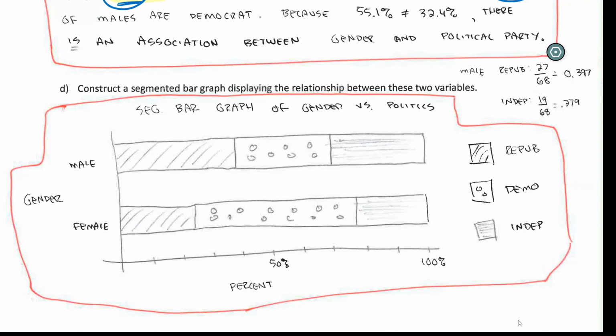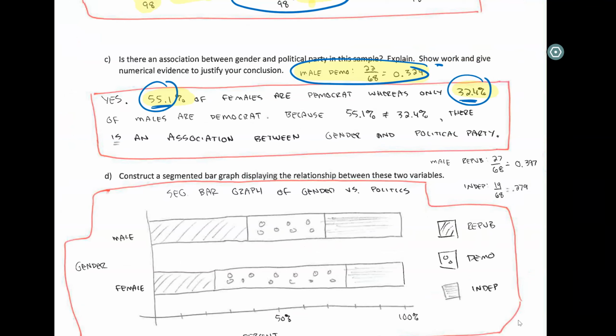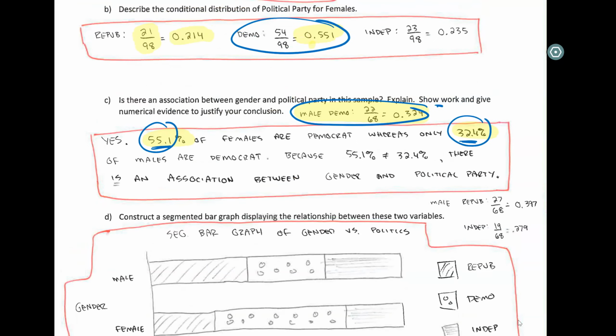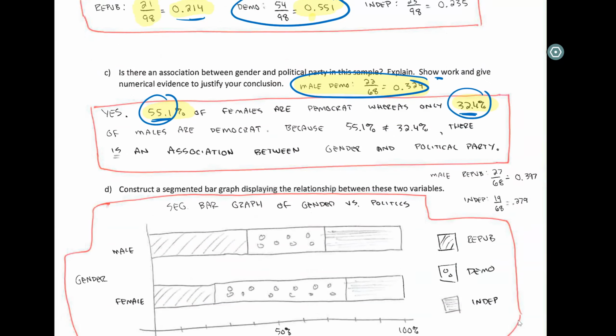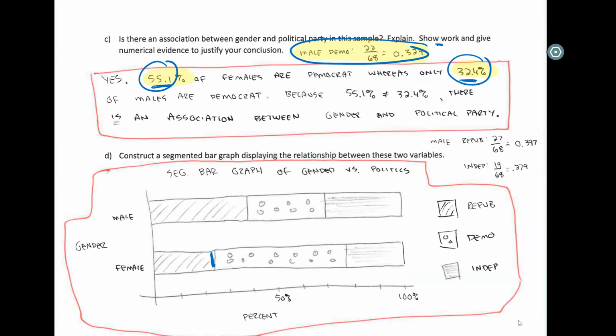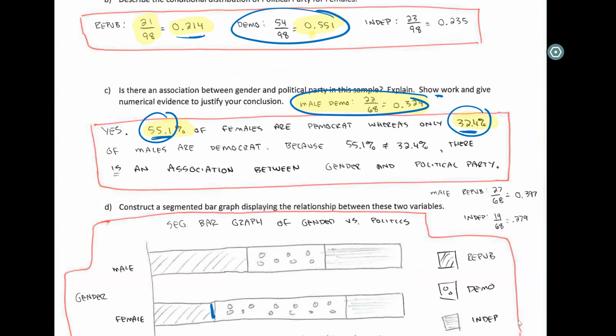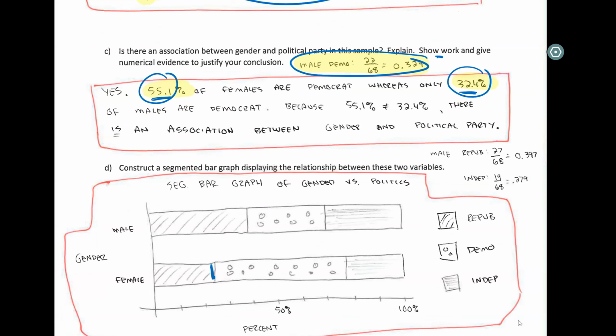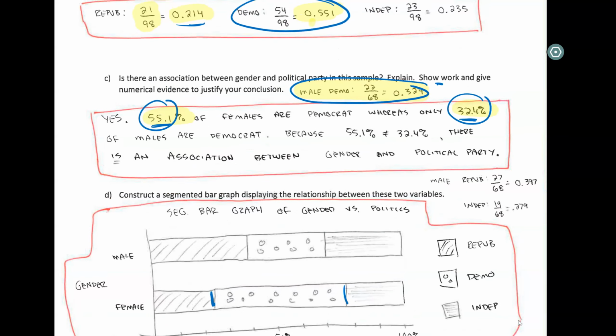Okay? Segmented bar graph, pretty straightforward. For females, Republican was 21%, so I tried to get it as close to 21% as I could. Independent was 23%, so I went back from 100 to 23%. So what's left over has got to be in the middle. And then I did the same for males. I had males here, and then I had to do some calculations there.